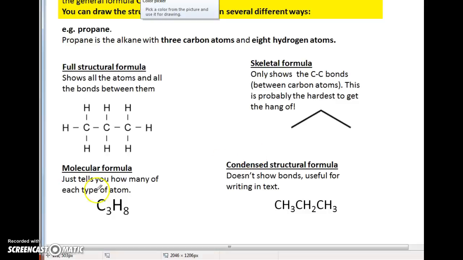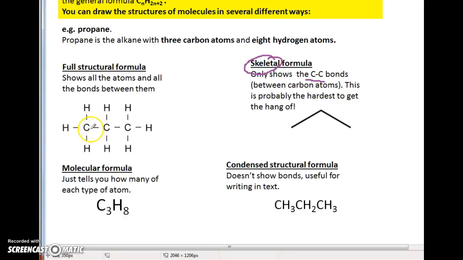Okay, let's get technical. So we've learned about molecular formula, full structural formula, and condensed or shortened structural formula. Now this is the one that you won't have learned about before. This is called skeletal formula. And the feature of this is that it only shows the carbon-carbon bonds. That's the bonds between the carbon atoms. So here's a skeletal formula for propane.